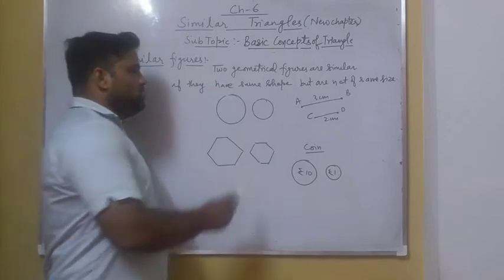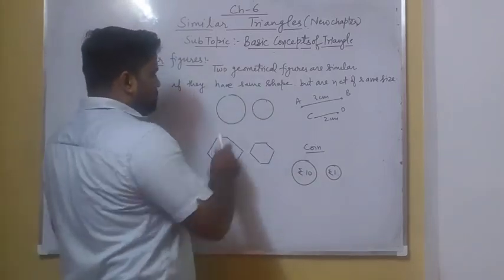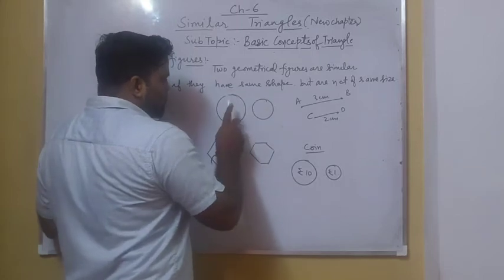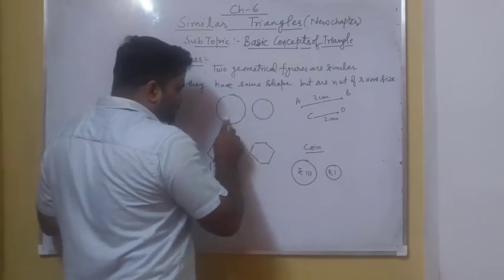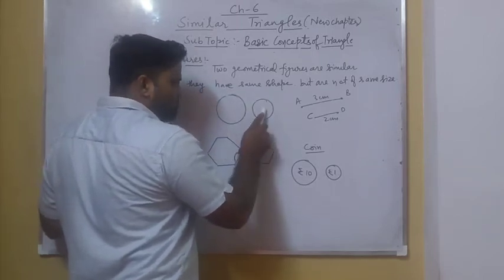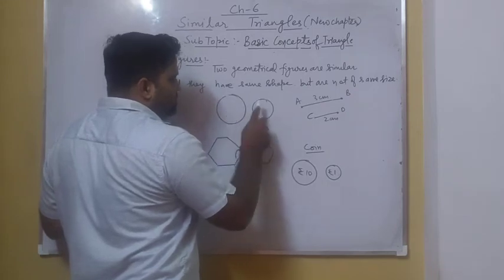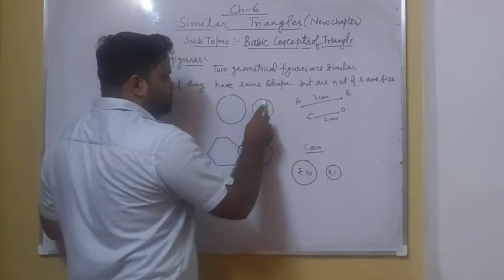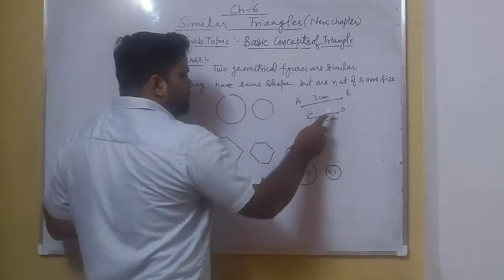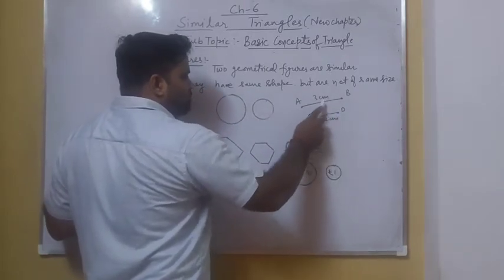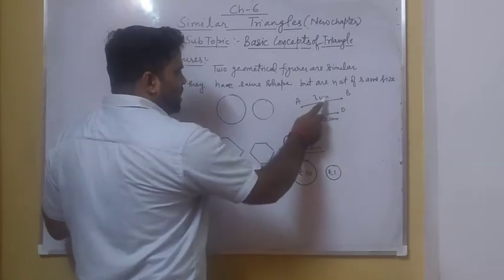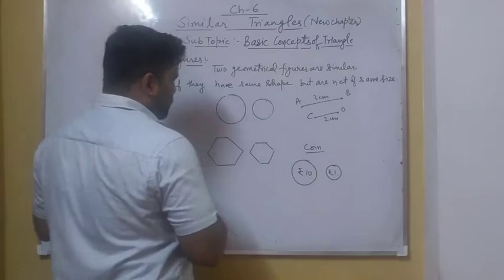For example, here we have two circles in front of us. It's a circle of larger radius, it's a circle of smaller radius. We can say this circle is similar to this circle because it is of circular shape, it is also of circular shape. Similarly, it's a line segment AB, it's a line segment CD. The shape is the same but the size is not the same. So we can say AB is similar to CD.